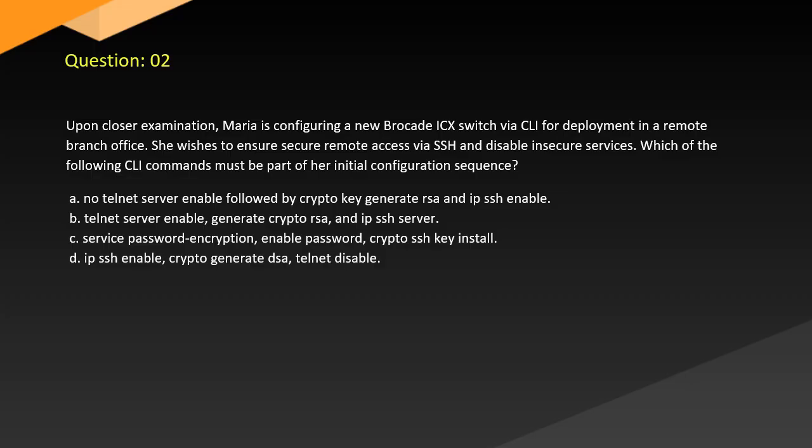B. Telnet server enable, generate crypto RSA, and ip SSH server. C. Service password encryption enable. Password crypto SSH key install. D. IP SSH enable. Crypto generate DSA. Telnet disable.